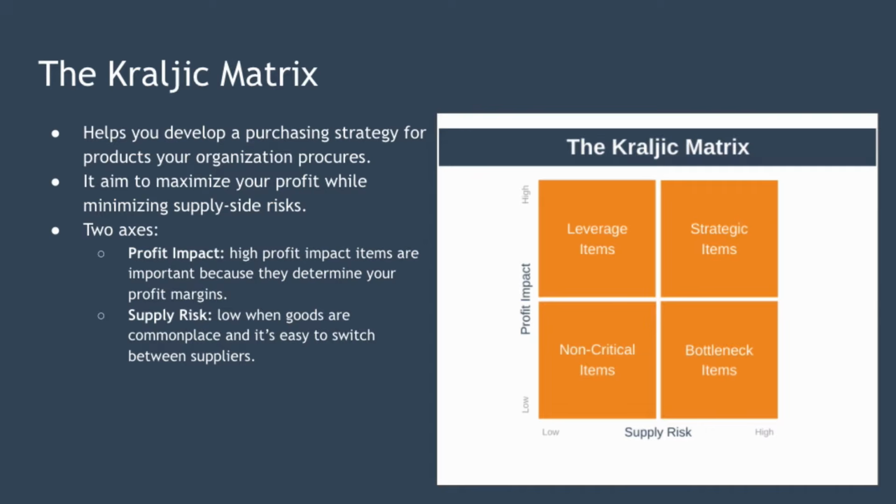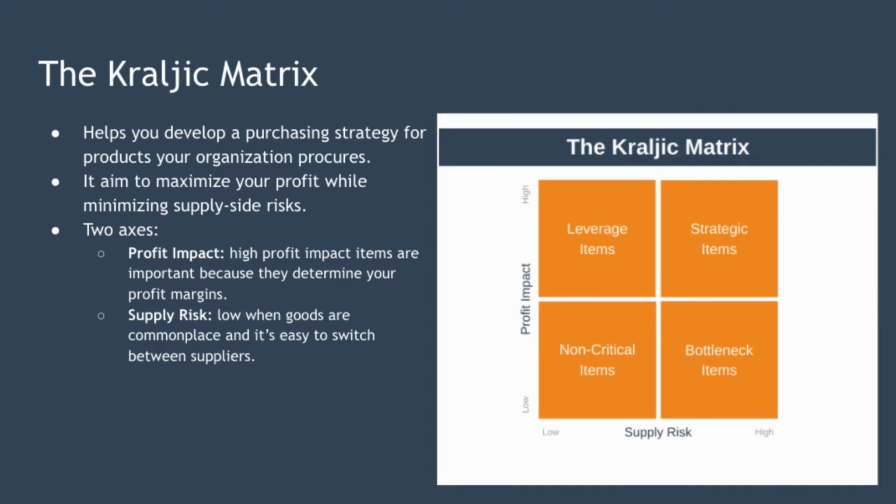And the model works by mapping the profit impact of a product on one axis and your reliance on the supplier of that product on the other. Doing this will result in a matrix of 4 quadrants, as you can see here. So let's take a look at each axis.